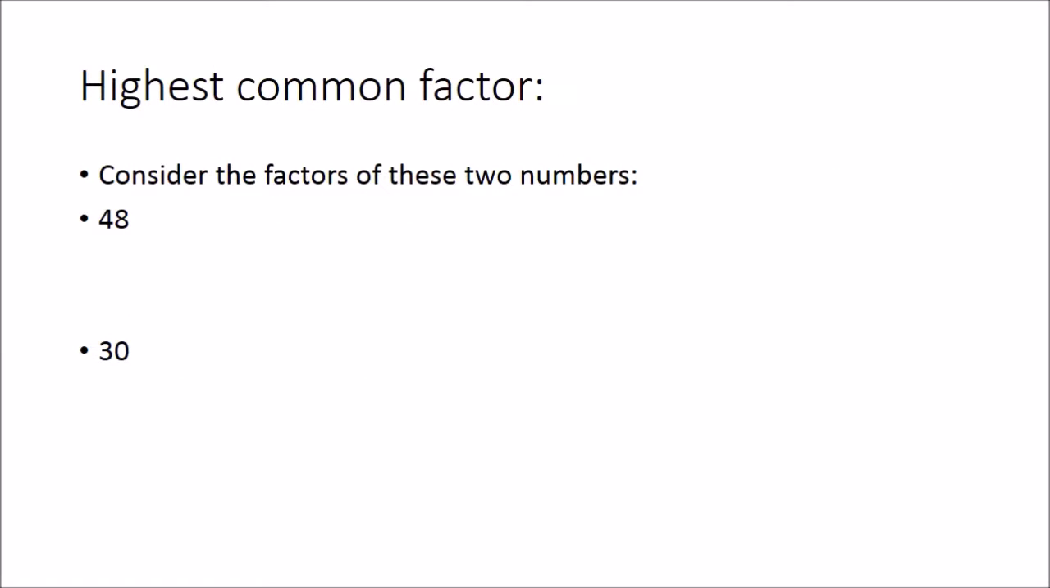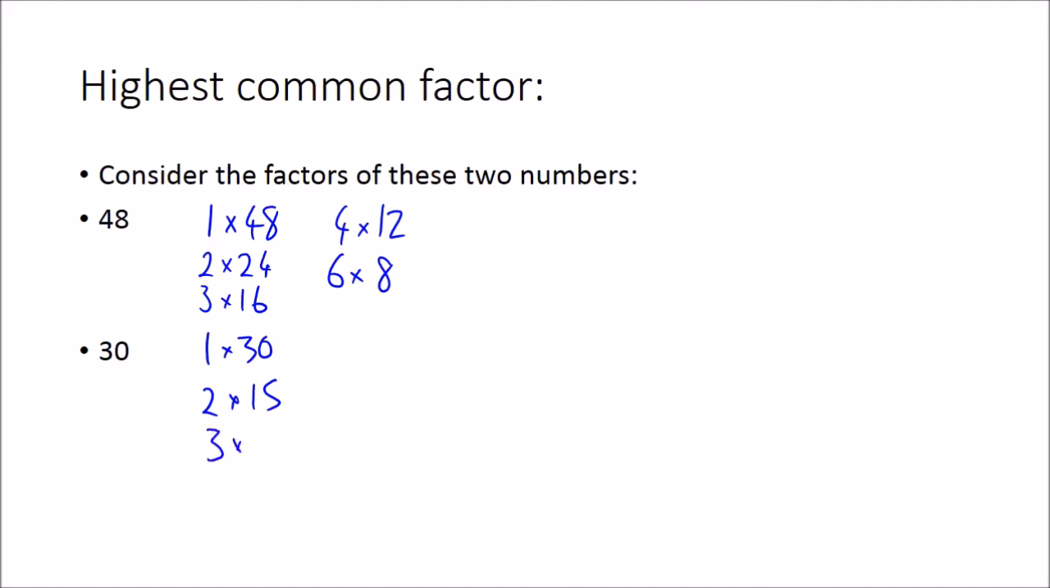Okay, now another idea is highest common factors. So if we think about these two numbers here, 48, so what are factors of these ones? Well, 48, obviously we've got 1 and 48, we've got 2 and 24, what else have we got? We've got 3 times 16, 4 times 12, 48's got a lot of factors, 6 times 8, okay, and I think that's all. Okay, 30: 1 times 30, 2 times 15, 3 times 10, and we can do 6 times 5.